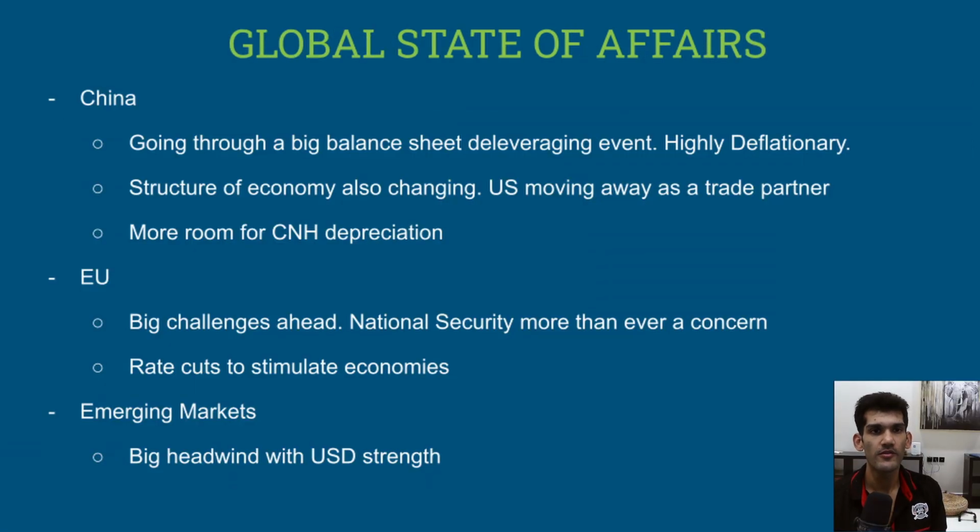So a quick debrief on the global state of affairs. As we know, China has been going through a lot of trouble. So they are having a big balance sheet deleveraging event. And as everyone knows, this is highly deflationary in nature. Such balance sheet deleveraging events normally take multiple years, and they tend to be highly deflationary for the economy. The Chinese government has been stimulating, trying to counter the deflationary impact of whatever's happening in China.